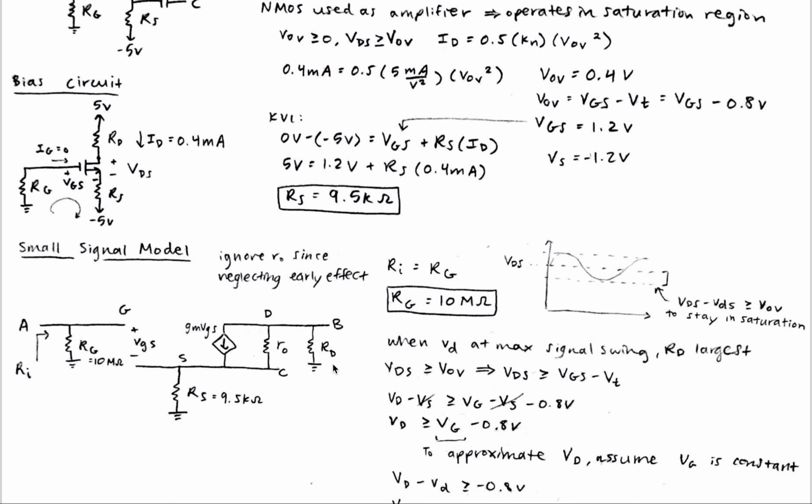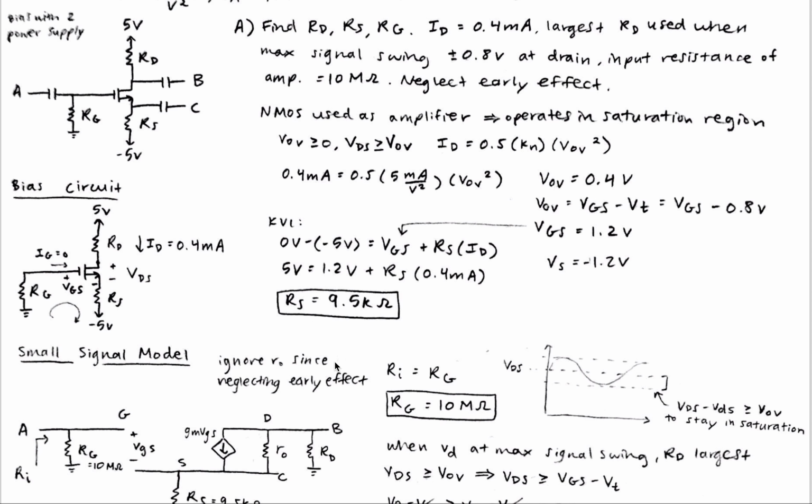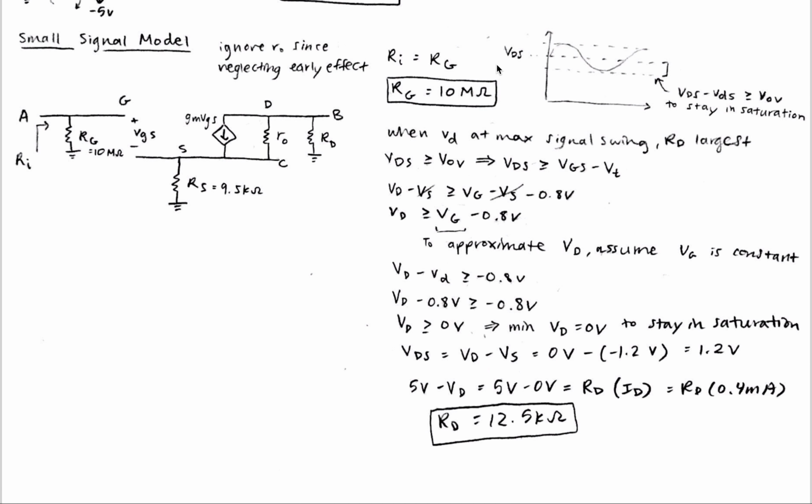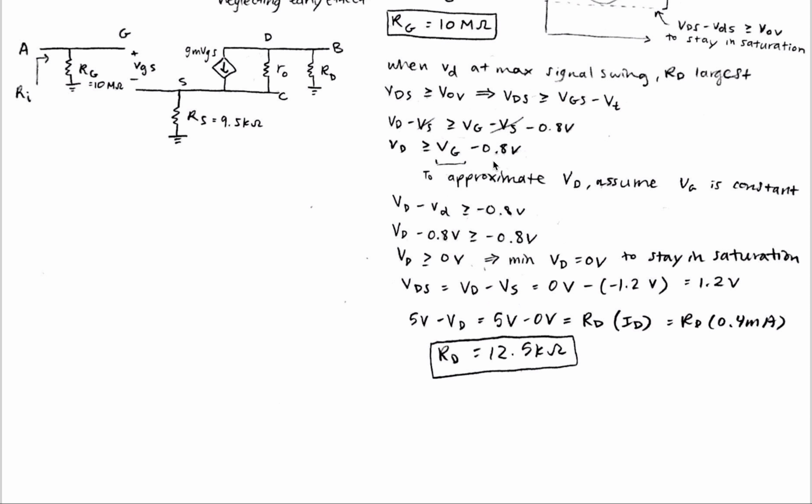And for the last resistor, RD, we have to use the max signal swing plus or minus 0.8 volts at the drain. And we can look at the equation VDS is greater than or equal to VOV, which is the equation to stay in the saturation region, which means that VDS should be greater than or equal to VGS minus VT, and VT is equal to this 0.8 volts. Separating VDS and VGS into separate parts, we can cancel the VS part, and we get this inequality now.